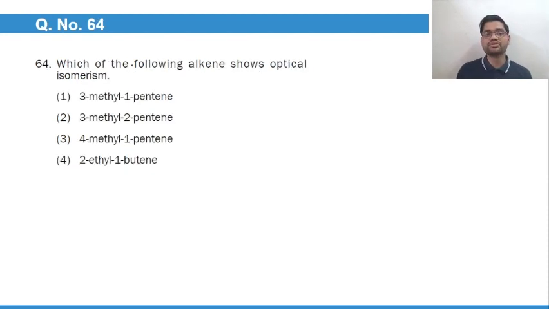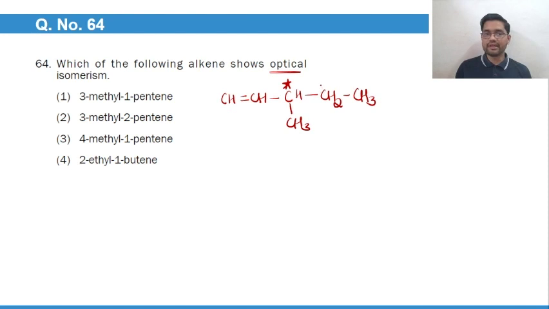64. Which one of the following alkenes shows optical isomerism? Let us try to draw 3-methylpent-1-ene. So it is 3-methylpent-1-ene, and you can see in the first structure itself I can see chirality, and since there is only one chiral center, this has to be the answer. So let's check. Yes, 64, option number 1 is the answer.